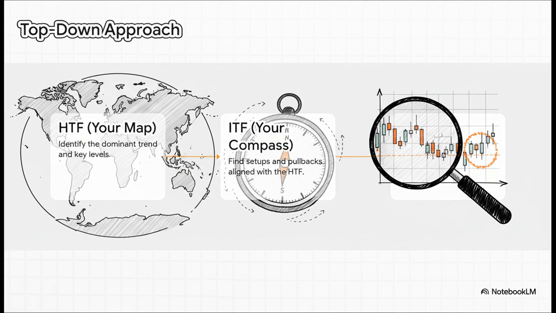Next, you zoom in a bit to your intermediate time frame, or ITF. This is your compass. You use it to find specific setups, like a nice pullback that is moving in the same direction as your map. And finally, you pull out your lower time frame, or LTF. This is your magnifying glass, and you use it to find a precise, low-risk spot to get in or out.